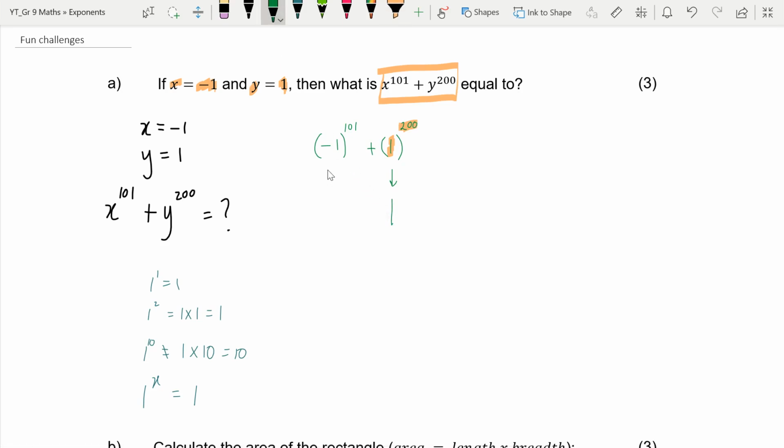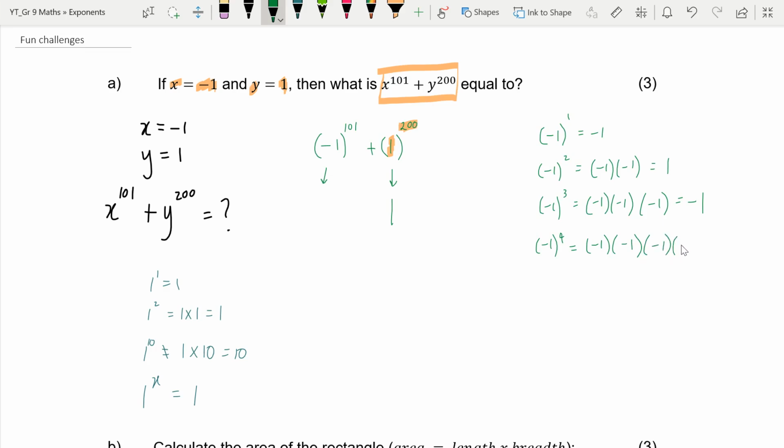Now let's look at this one over here. Over here we've got a -1, which we need to look for a pattern in. Some of you maybe know this already. -1 to the power of 1 is just -1. -1 to the power of 2 is equal to -1 times -1, which will give us +1. -1 to the power of 3 is equal to -1 times itself 3 times, which will give us a -1. -1 to the power of 4 is equal to -1 times itself 4 times, which will give us a +1.